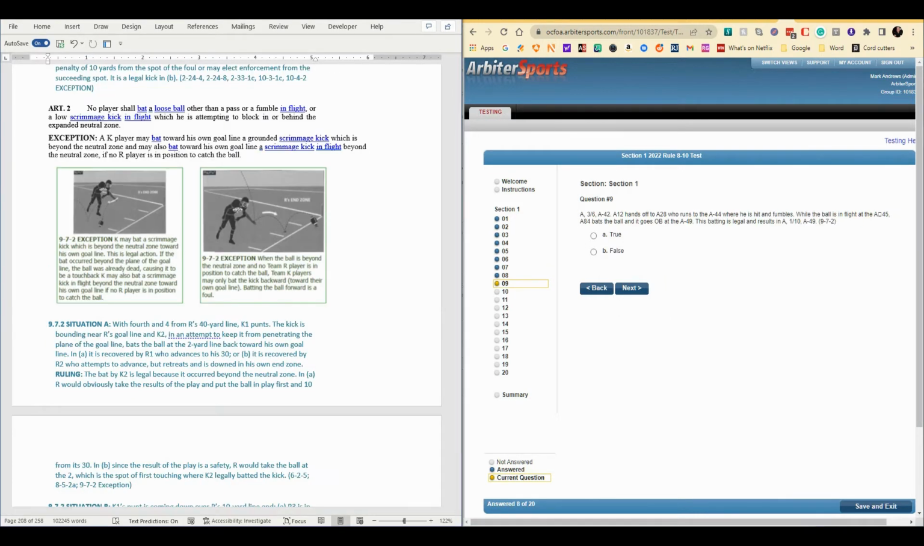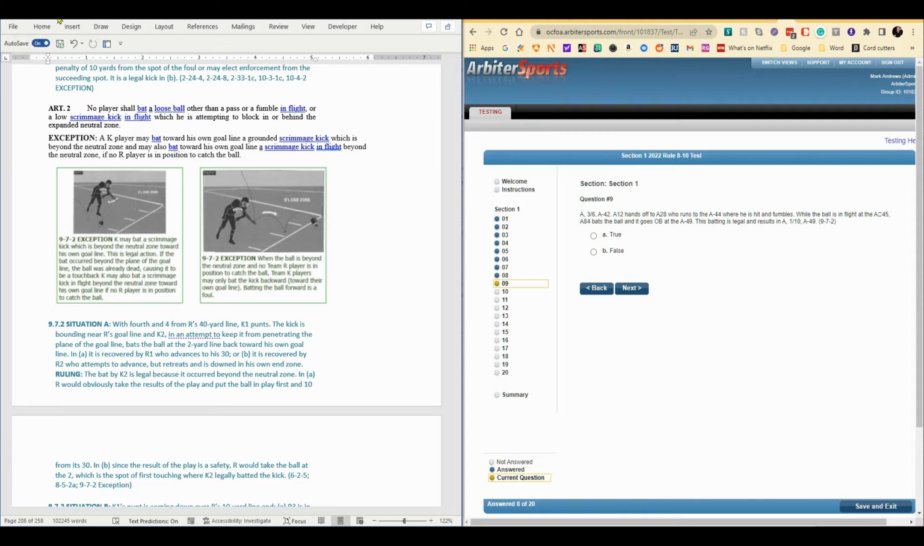Okay, question number 9, another tricky one. Third and 6 at the A42. A12 hands off to A28, who runs to the A44, where he is hit and fumbles. While the ball is in flight, that's the key, at the A45, A84 bats the ball and it goes out of bounds at the A49. The batting is legal and results in A first and 10 at the A49. And the rule reference is 9-7-2.